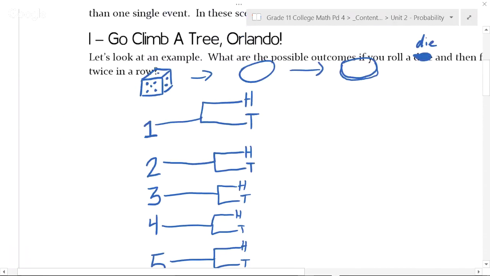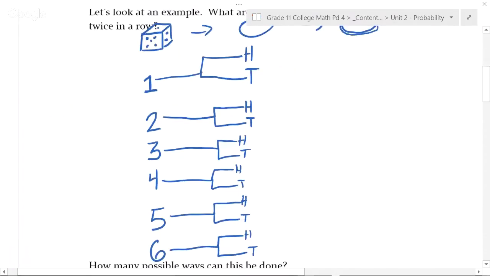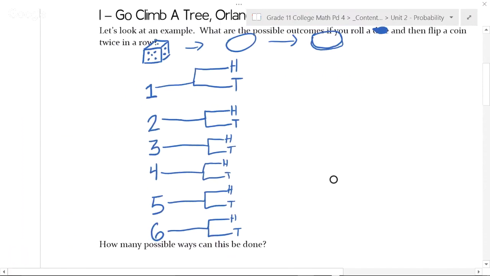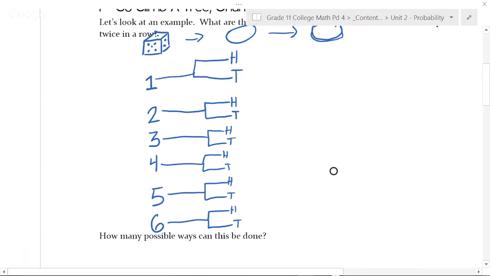And now, each of these possible outcomes. So already we have 1, 2, 3, 4, 5, 6, 7, 8, 9, 10, 11, 12. 12 different ways that this could turn out, rolling a die and flipping a coin just once.